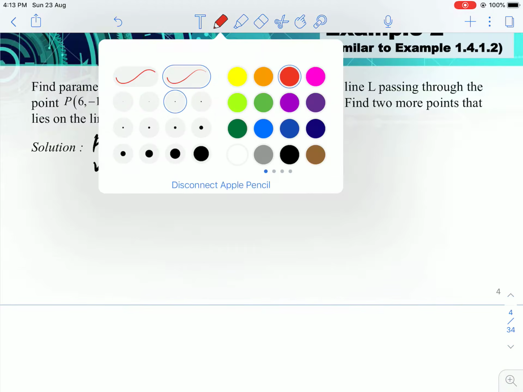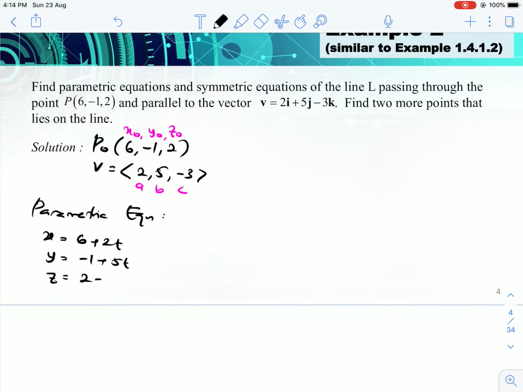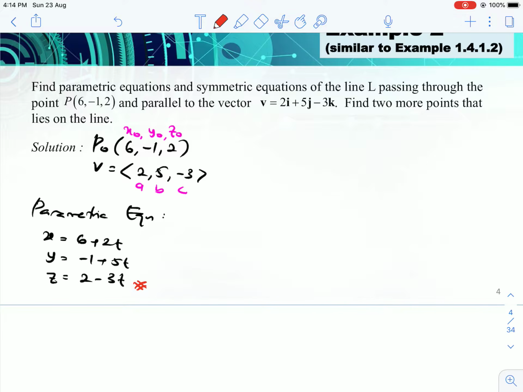So guys, in this case, this is our x naught, y naught, and z naught, and this is our A, B, and C. So just simply substitute all of these values into the formula. Then we get the parametric equations of line: x equals to x naught plus AT, so we have 6 plus 2t. Y equals to negative 1 plus 5t. And then z equals to 2 minus 3t. That's the answer for the parametric equations of line.